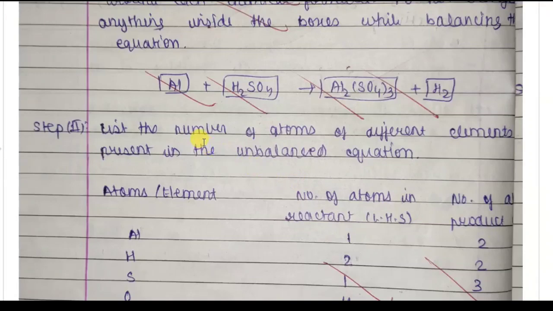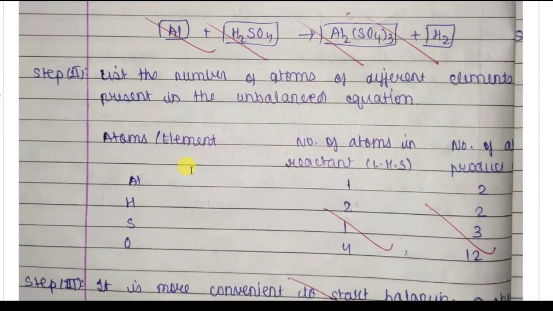Second step is to list the number of atoms of the different elements present in the unbalanced equation. So the elements are Al, H, S and O. Write the number of atoms in reactants on the LHS and products on the RHS. Al is 1 on LHS and 2 on RHS. H is 2 on both sides. S is 1 on LHS and 3 on RHS. O is 4 on LHS and 12 on RHS.